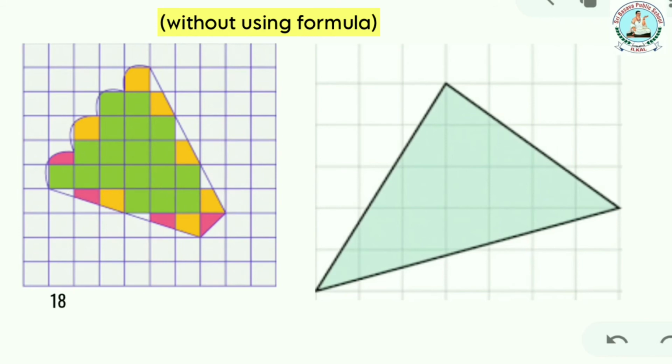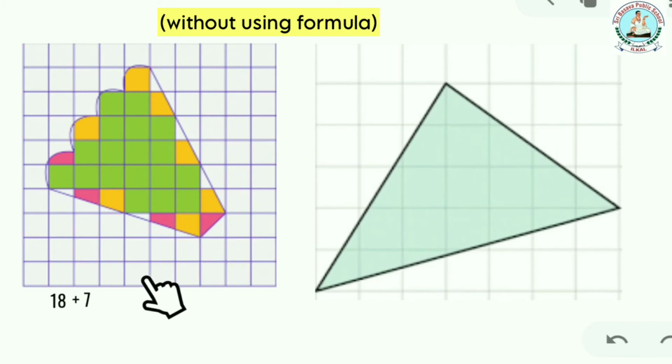Next thing, we need to count the squares which are filled more than half. So which are filled with yellow color. 1, 2, 3, 4, 5, 6 and 7. So 7 squares are filled more than half. So that's why they can be considered as 7 square centimeter. So just write it as 7.